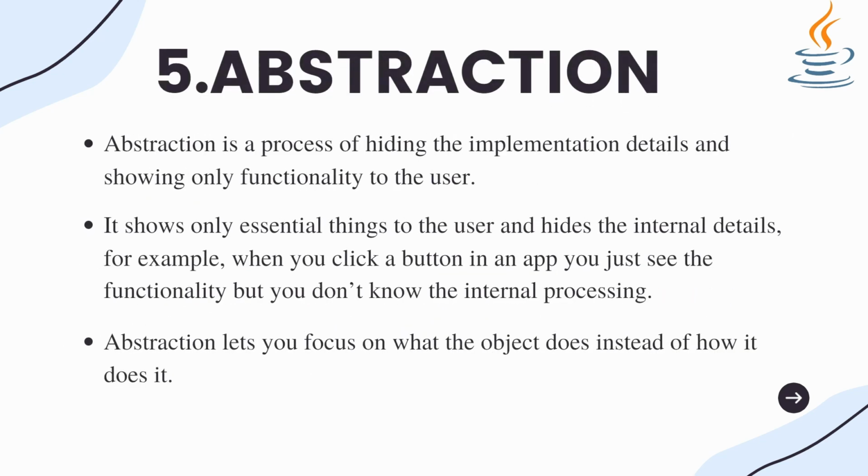Abstraction. Abstraction is the process of hiding the implementation details and showing only the functionality to the user. We only show the essential things to the user and hide the internal processing of that particular feature. For example, when you click on a button in an application, you don't know the internal processing, but you can see the changes on your screen. Abstraction lets you focus on what the object does instead of how it does it.